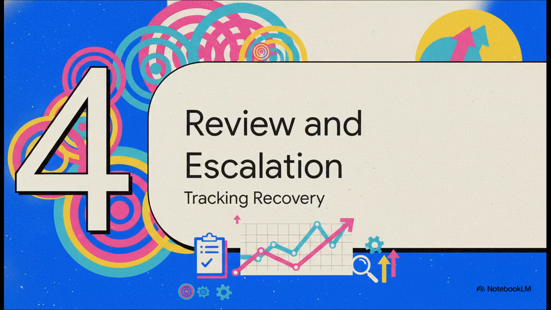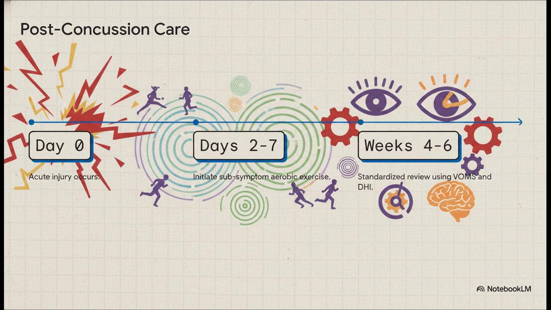Which brings us to Part 4, review and escalation, or how we track recovery. When it comes to post-concussion care, timing is everything. After the acute injury on day 0, we want to kick off that sub-symptom aerobic exercise nice and early, right around days 2 to 7. But the true make-or-break checkpoint, that hits at weeks 4 to 6.